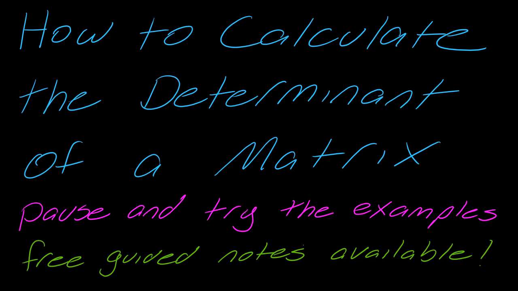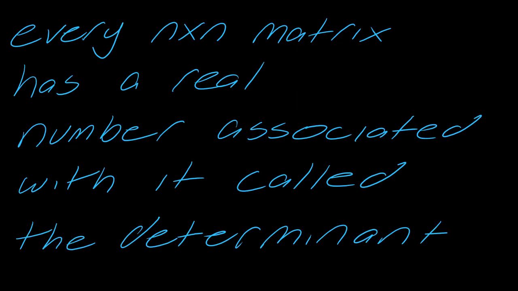So in this video, we're going to talk about calculating the determinant of a matrix, and I think I will start by just telling you what this is. Determinants come up with n by n matrices or square matrices, so 2 by 2, 3 by 3, 7 by 7, whatever you want. You have to have an n by n matrix, and every n by n matrix has a real number associated with it called the determinant.